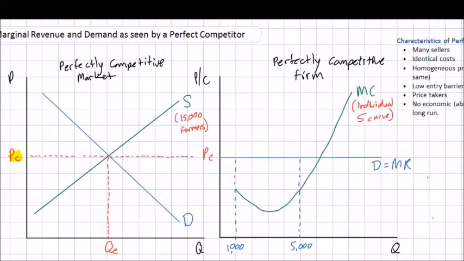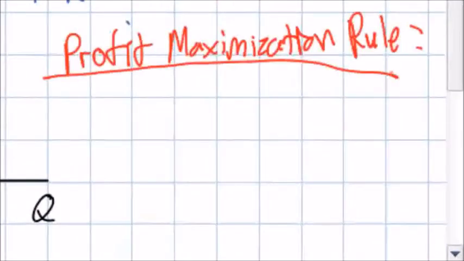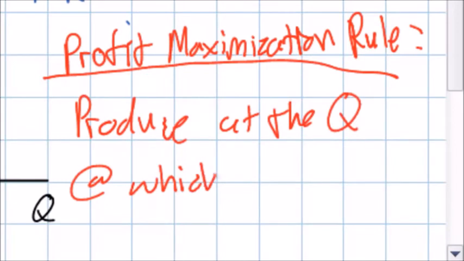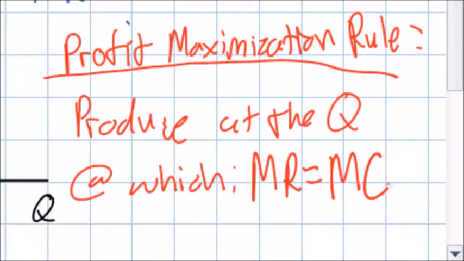So the next question is, what is the optimal quantity of milk for an individual dairy farmer to produce based on the marginal revenue determined by the market and the marginal costs determined by the firm's productivity of labor and other variable resources in the short run? We're going to now introduce what is called the profit maximization rule. In order for a firm to maximize its profits in the short run, it should produce at the quantity at which the firm's marginal revenue equals its marginal cost.